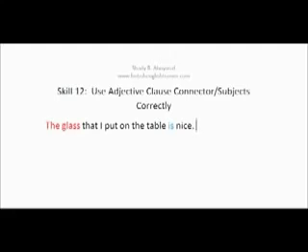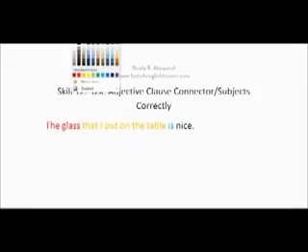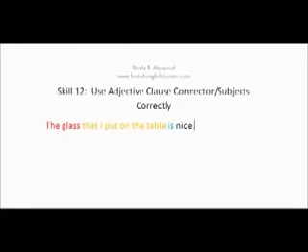Okay, well, that I put on the table, this is what we call an adjective clause. Now let me give it a color. Orange, that's nice. Now look at this. The glass that I put on the table is nice. The glass is nice. Well, the sentence is great. Now, the glass is subject, is a verb, and we've got the adjective clause.